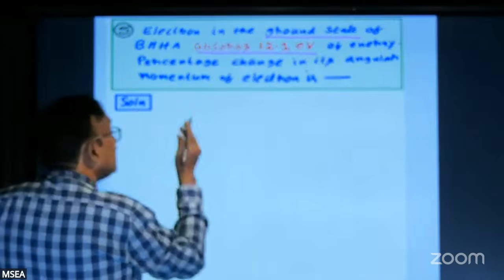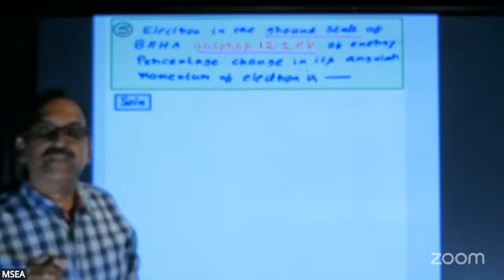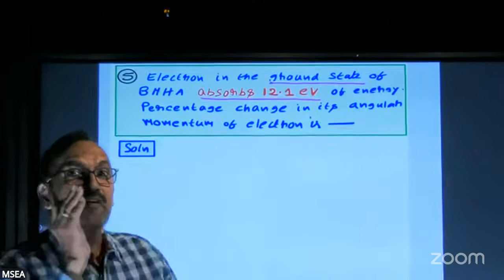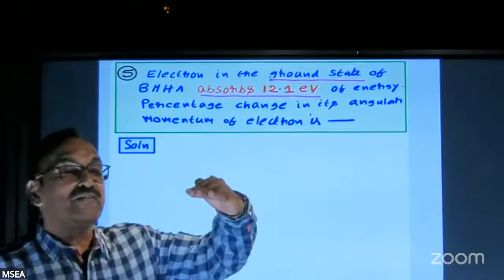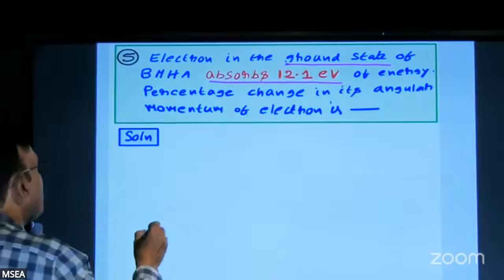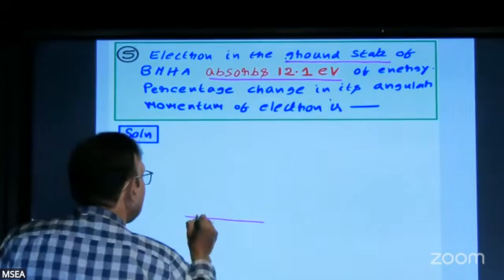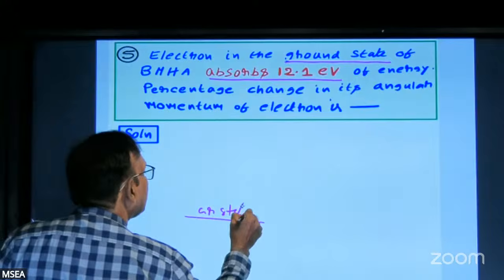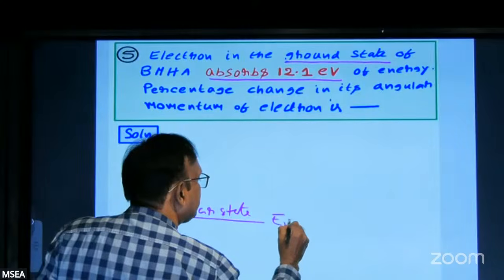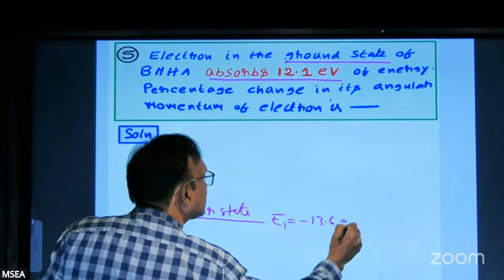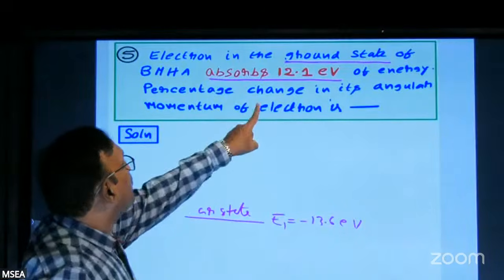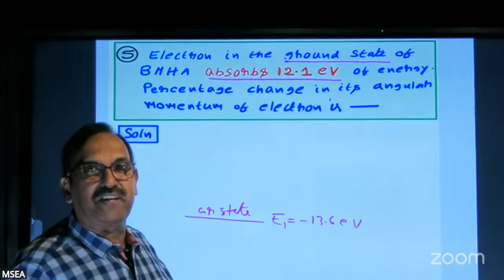Now, a slightly logical question. You need to have a proper method to do the question. Without a proper method, the solution will become very, very lengthy. See here, this is an electron in the ground state. When the electron is in the ground state, what is the energy of the electron? Everyone knows, specifically minus 13.6 eV. Now this electron is absorbing specifically 12.1 eV of energy.